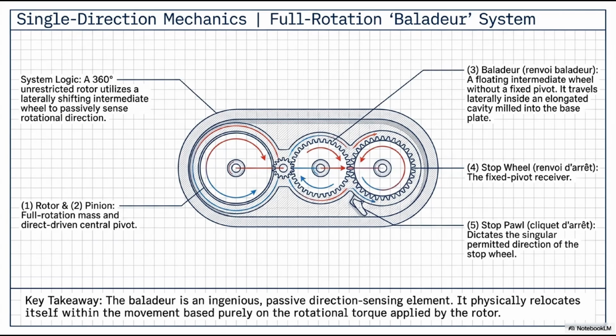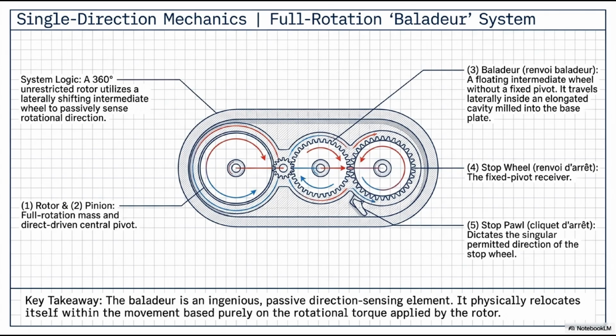Now let's examine single direction mechanics applied to a modern full rotation 360-degree mass. This is the Balladur system. It is an utterly brilliant piece of passive mechanical logic. Look at the system logic. A 360-degree unrestricted rotor cannot use fixed pawls on its axis. Instead, it utilizes a laterally shifting, floating intermediate wheel to passively sense the rotational direction.